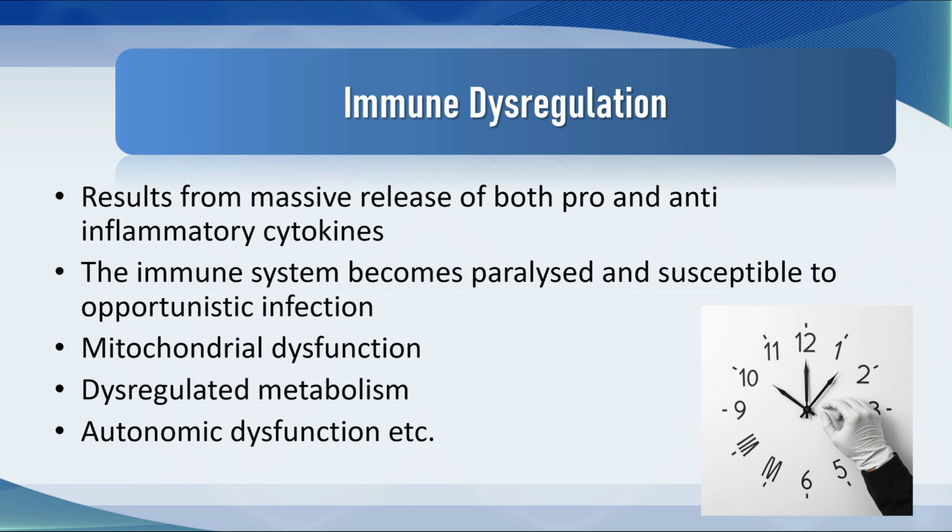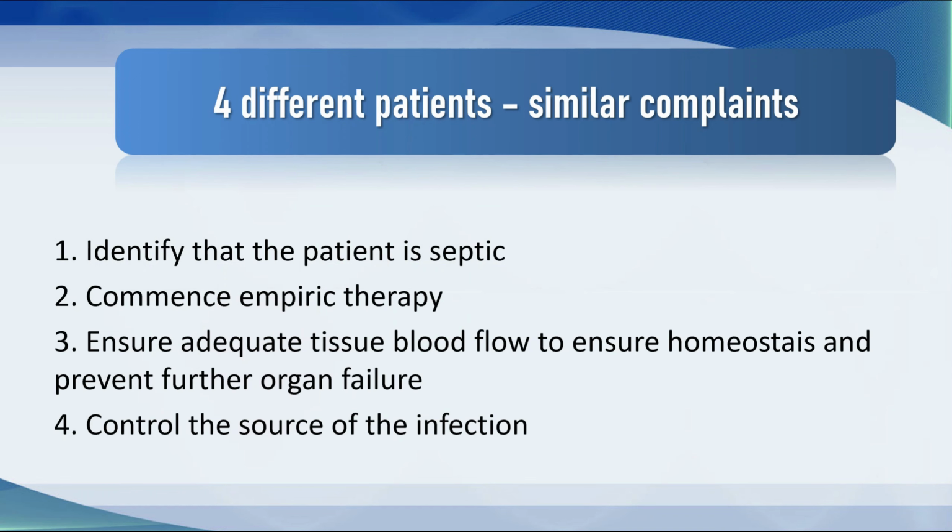How do we identify that the patient has become septic? Well, we need a screening system. If you look at our 4 patients, they all had similar complaints. They were all septic, but not all their symptoms were the same. And the key part of managing the patient with septic shock is to identify that and then commence empiric therapy and ensure that there is adequate tissue blood flow to ensure homeostasis and prevent further organ failure. In the process, we're going to control the source of the infection.